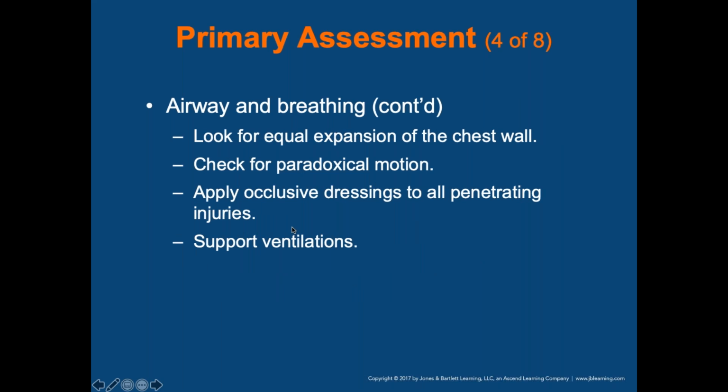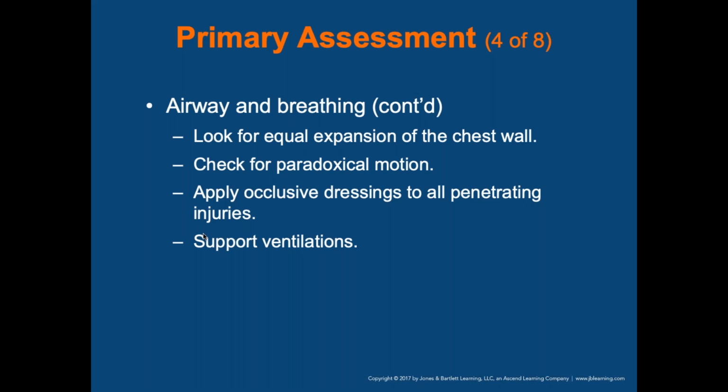We're going to look for equal expansion of the chest wall. By doing so, we're going to go underneath the breasts of a female, the pectorals of a male, wrap your hands around the chest and have the patient take a deep breath in and out. And we're looking for paradoxical movement. So is one side going up versus the other side staying down, and vice versa.